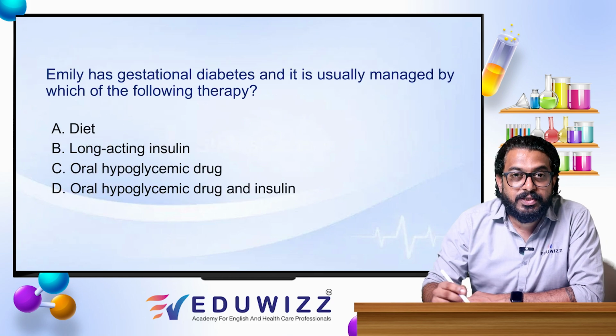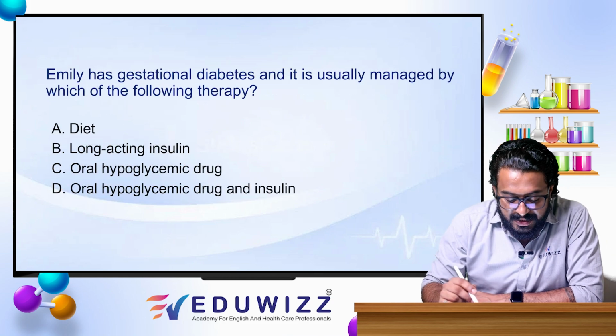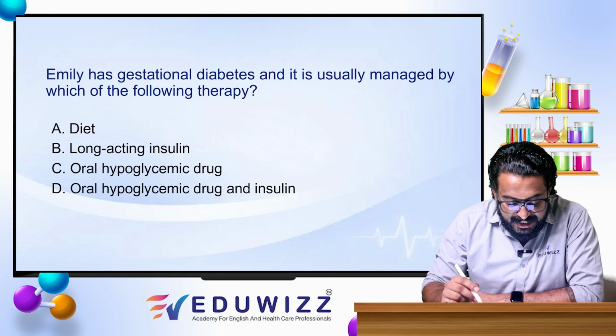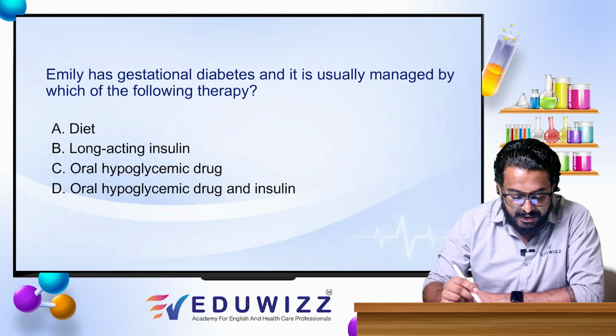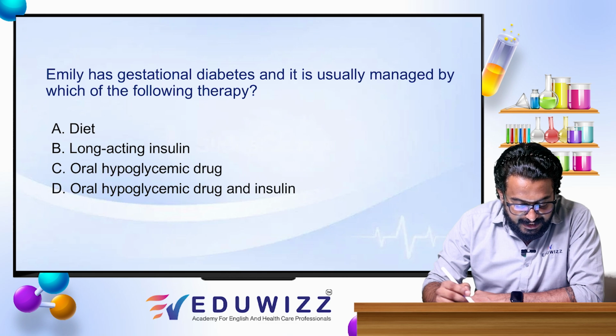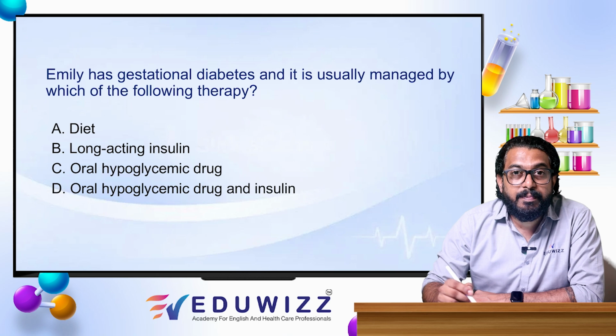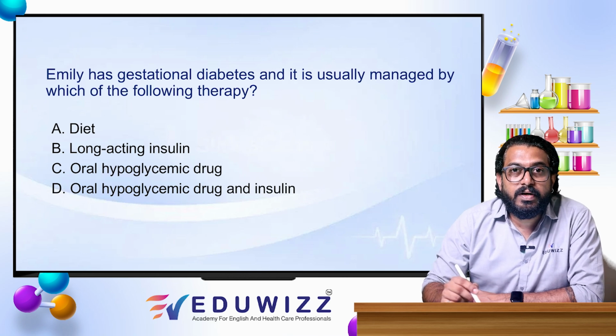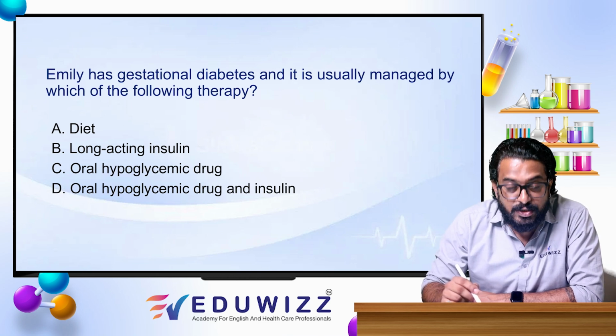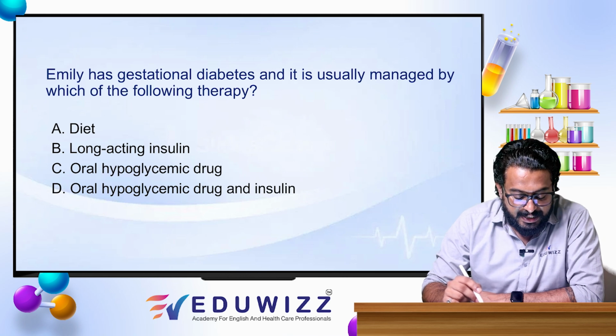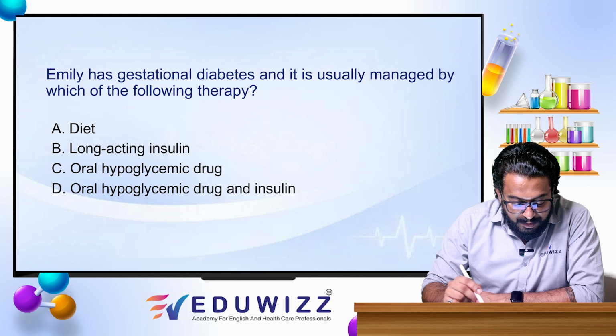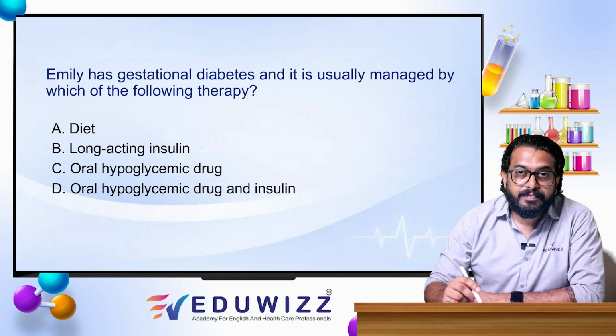Next question. Emily has gestational diabetes and it is usually managed by which of the following therapy? A. Diet. B. Long-acting insulin. C. Oral hypoglycemic drug. D. Oral hypoglycemic and insulin. So there are four options: diet, long-acting insulin, oral hypoglycemic drug, and insulin.